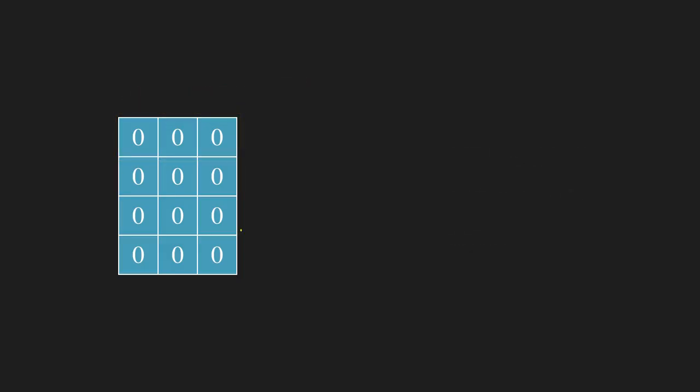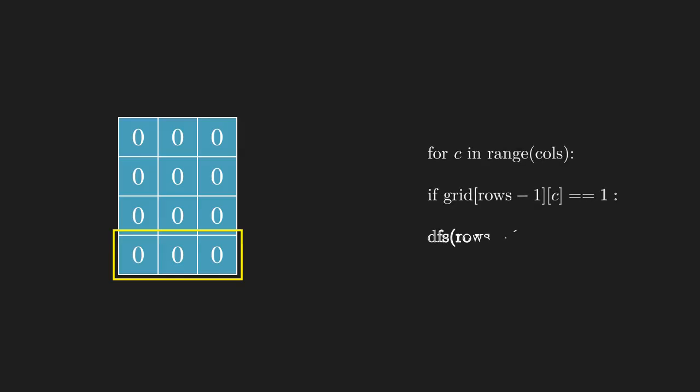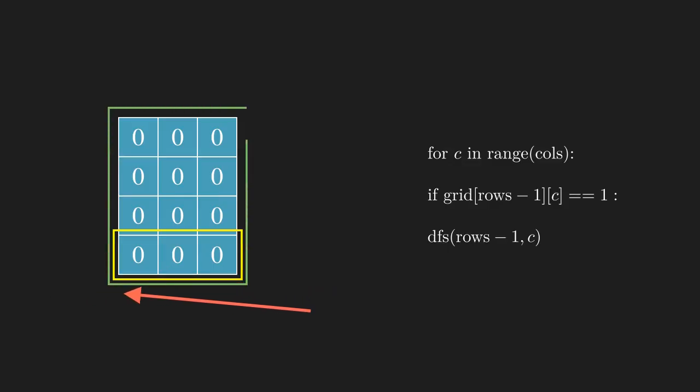The bottom boundary has row index rows - 1, so each bottom coordinate is (rows - 1, C). For every column C, the code checks grid[rows - 1][C]. If it equals 1, DFS begins there. After this loop, searches have been initiated from every possible boundary land cell on all 4 sides.